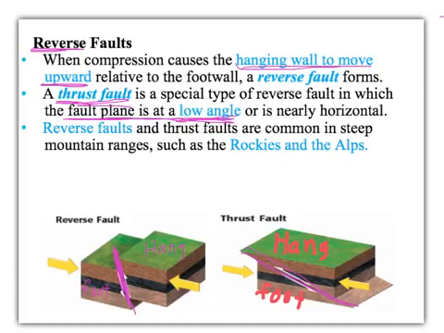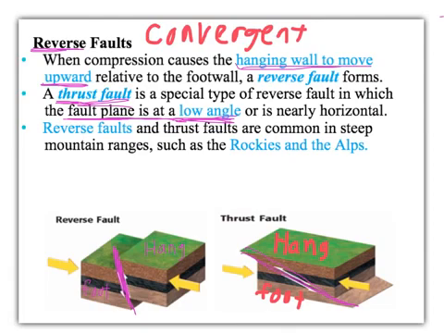And we see these types of faults more at colliding boundaries, more at those convergent boundaries. And the Rockies and the Alps are examples of mountains that have a lot of reverse faults and thrust faults in them. They tend to be very steep, jagged-looking mountain ranges.